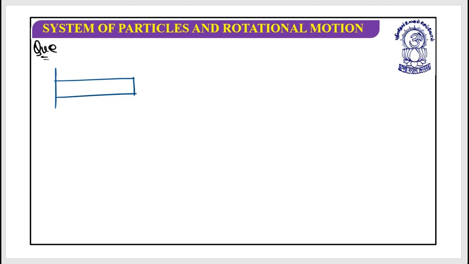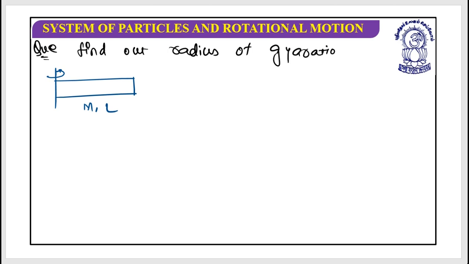Let's say one of the rods is given and it is being rotated from this end. So they say that find out the radius of gyration for the given situation.